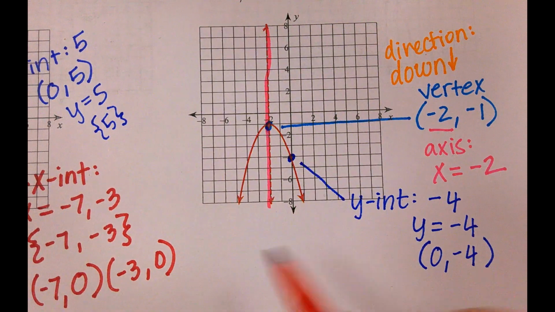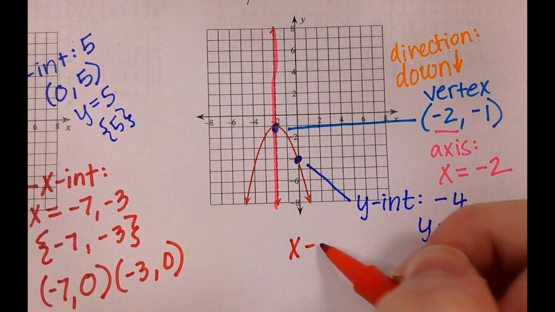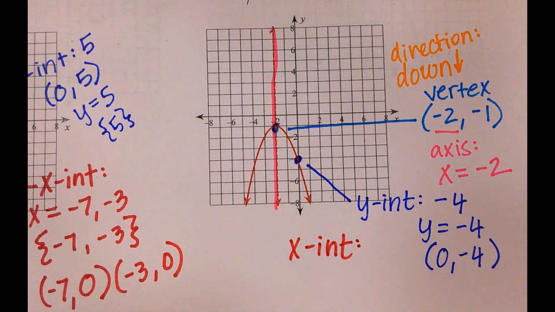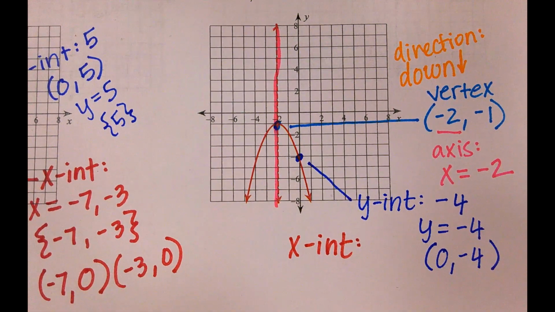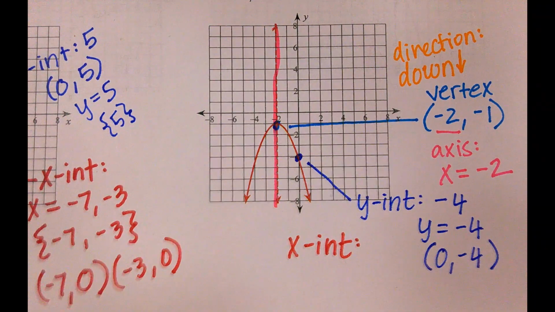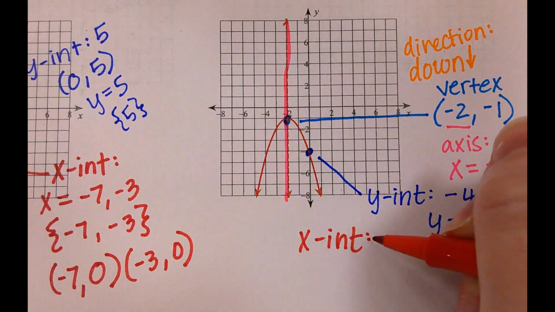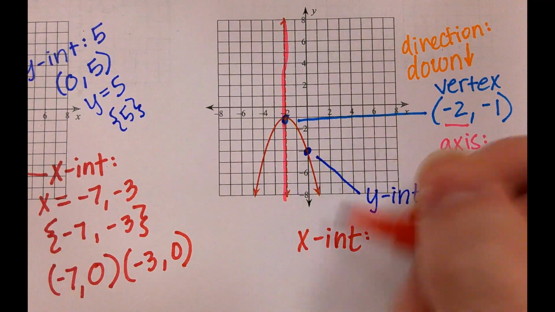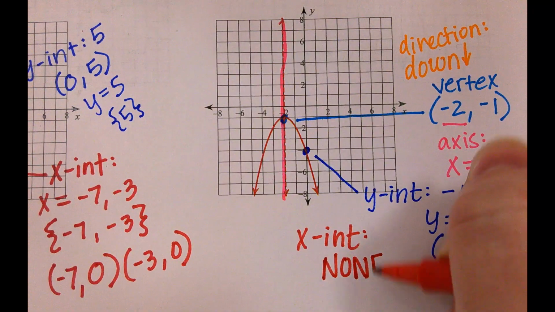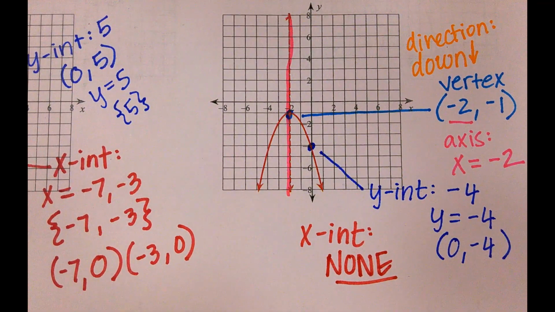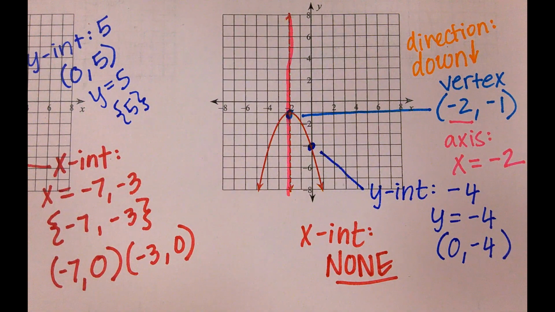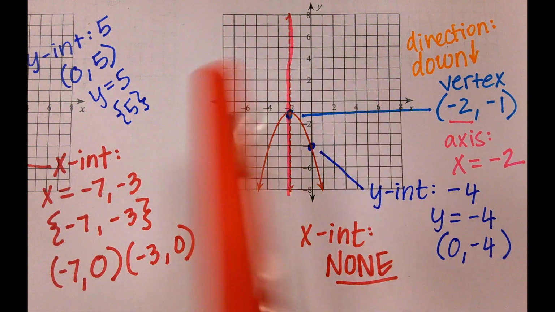Now, the trickiest part of this one, where are my x-intercepts? There are none. This is a special case where we don't have x-intercepts. So if there's no intercepts on the x-axis, we can just write none. It does not cross the x-axis. This would be a problem where if we tried to solve it with the quadratic formula, it wouldn't work. We would get no x values because there are none. It does not cross the x-axis.